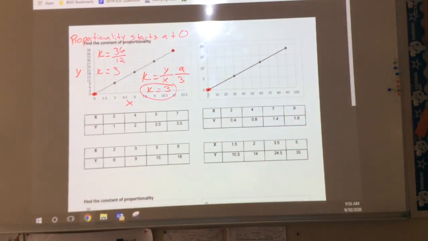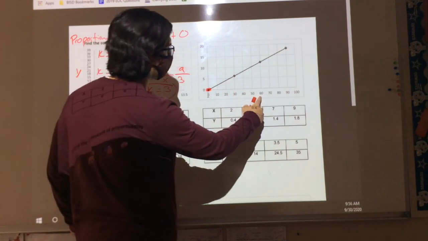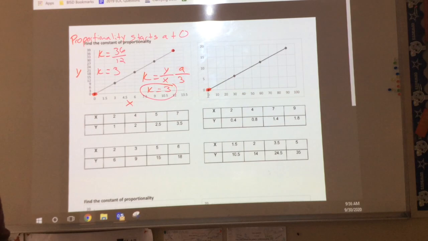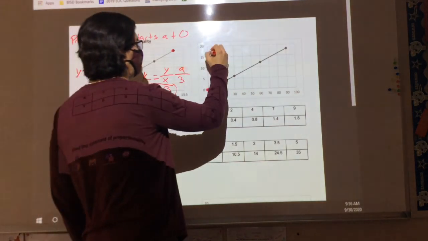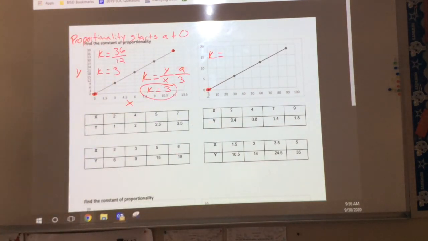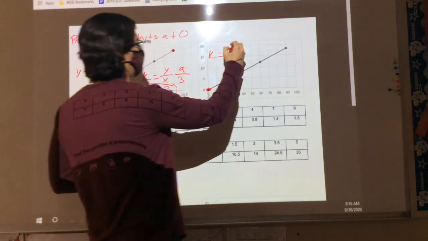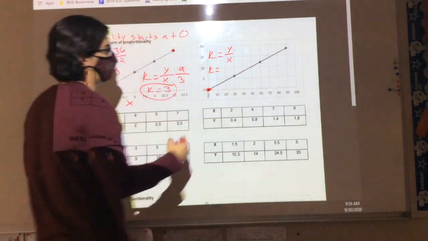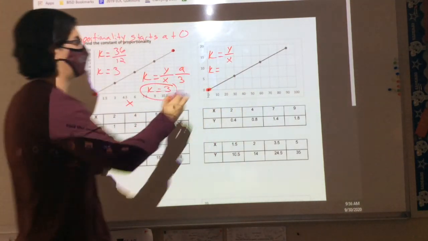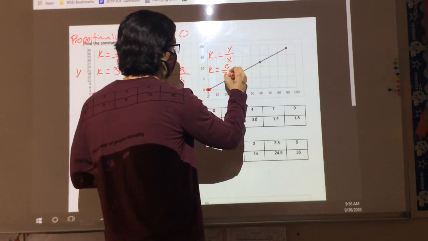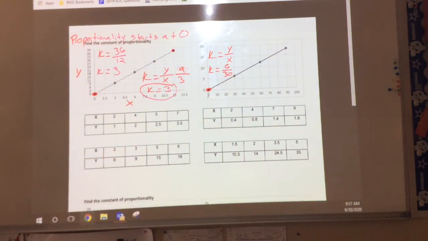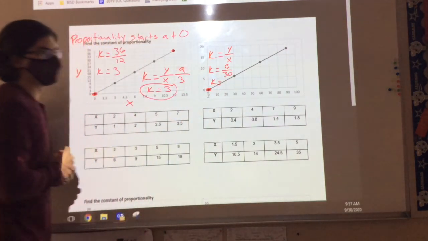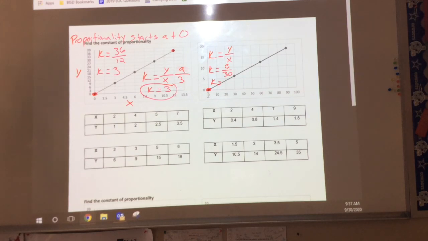Okay, this next one. Here's my point. I'm at 30, and I'm not at a whole number right there. We'll call it 6. So what's my formula? K equals y over x, right? 30 over 6, well, not 30 over 6, 6 over 30. Yeah, good. 6 over 30. And what can we simplify 6 over 30 to? Oh, 3 over 15.